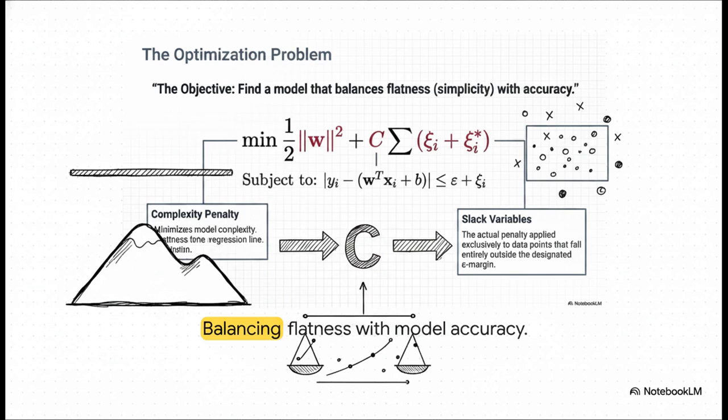That's the complexity penalty. But it also has to account for those support vectors, the slack variables. We balance this critical trade-off using a regularization parameter called C. A really high C says, I absolutely cannot tolerate prediction errors, while a low C says, hey, keep the model simple, I'm okay accepting a few outliers.